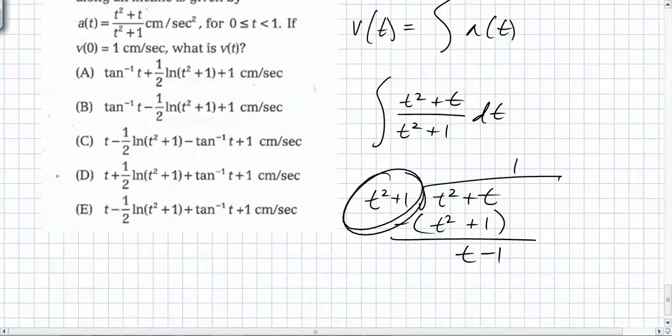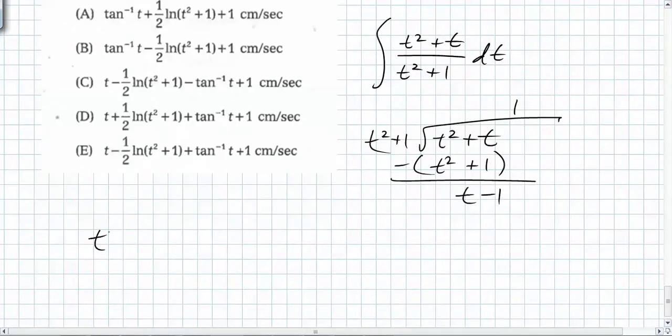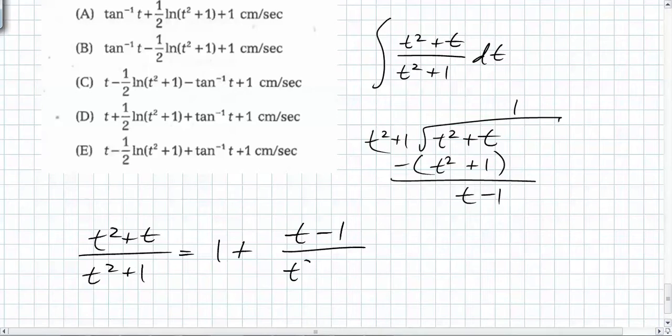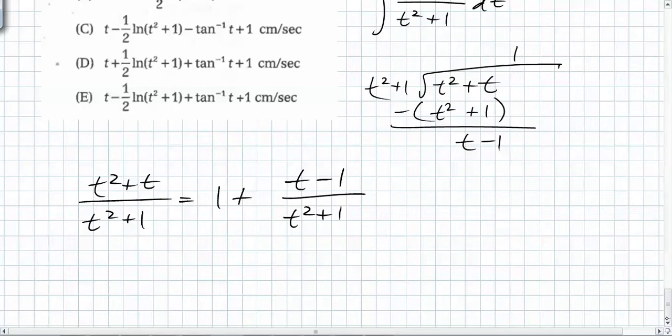Now, can you go any further? No, because the degree here is what? The degree is 2. What's the degree down here? You stop once the degree is less than. So what do you now know? You now know that t squared plus t over t squared plus 1 is equal to 1 plus t minus 1 over what? T squared plus 1. Exactly. So essentially what we've rearranged this to is this integral. The integral of 1 plus t minus 1 over t squared plus 1.